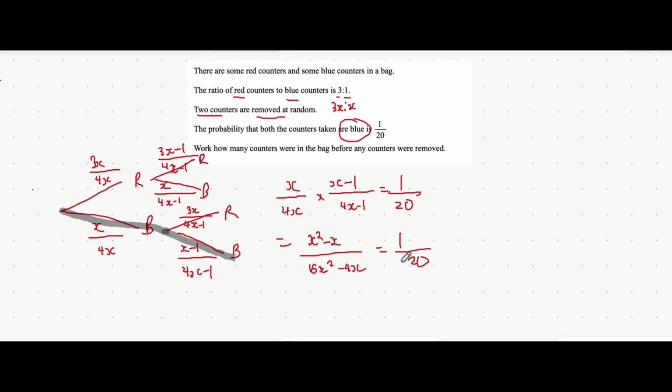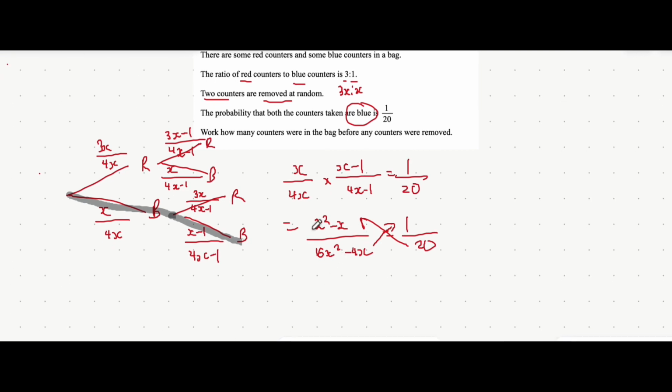To solve this, we're first going to cross multiply. So multiply the top left by 20 and the top right by everything here. 20 times x squared is 20x squared. 20 times minus x is minus 20x. And that's all equal to 16x squared minus 4x, all multiplied by 1, which is just itself.